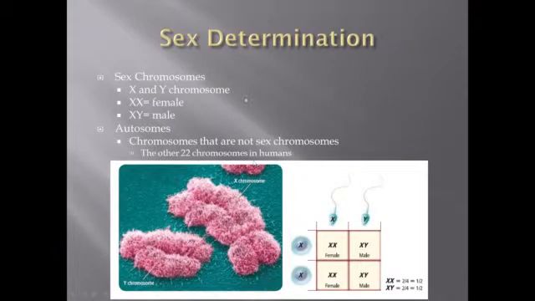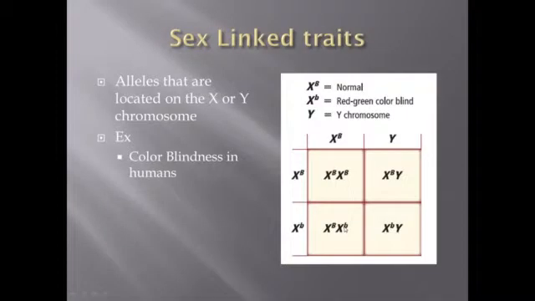Now, this actually is really interesting because what it means is that you can potentially have a different chromosome than somebody else. So the females have two X's and males have an X and a Y. So there's a difference here. And that difference leads to something we call sex-linked traits. Sex-linked traits are interesting because some traits are on the X chromosome and some traits are on the Y chromosome.